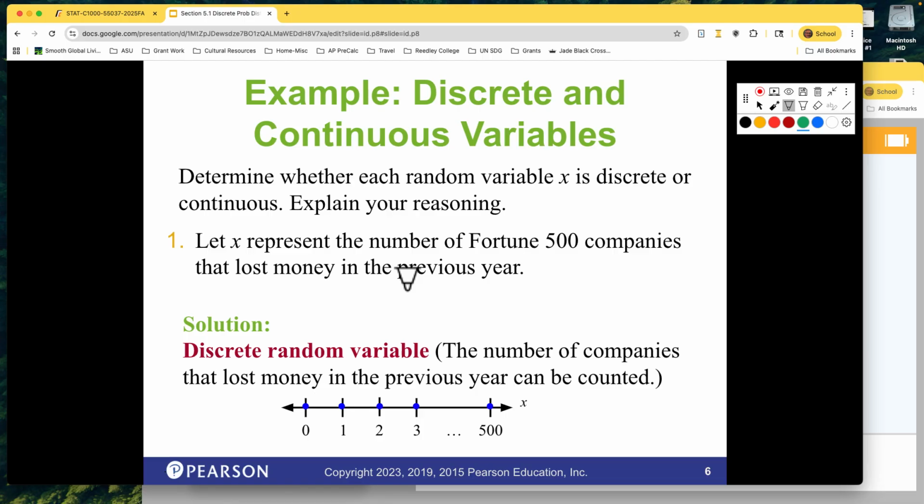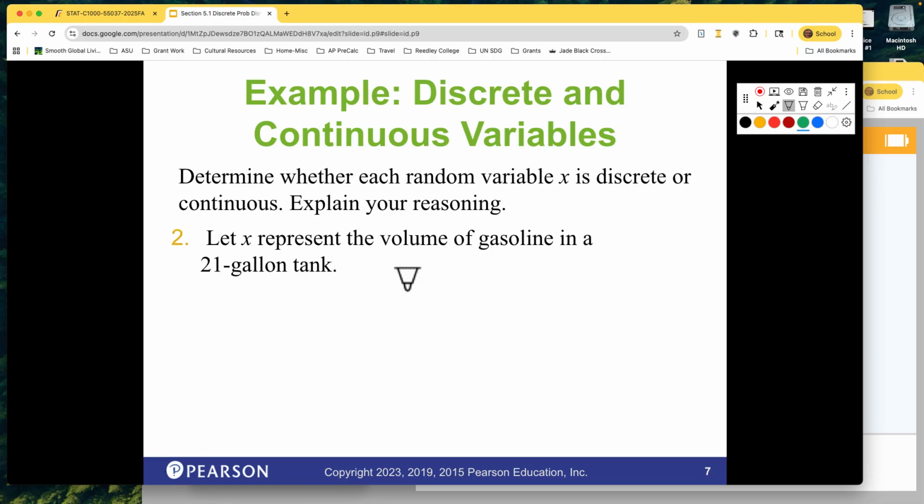There's 5, 6, whatever, but there's a specific number. There's not 1.5 or 1.25 companies. Oh, they lost some money, but they gained. No, you either lose it or you don't, right? You either lose, break even, or you make some money.